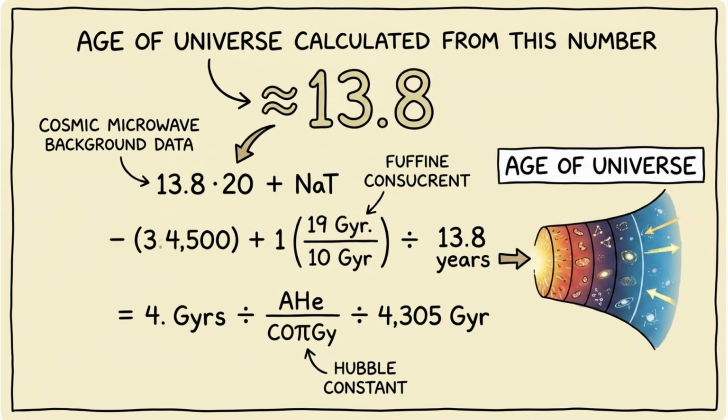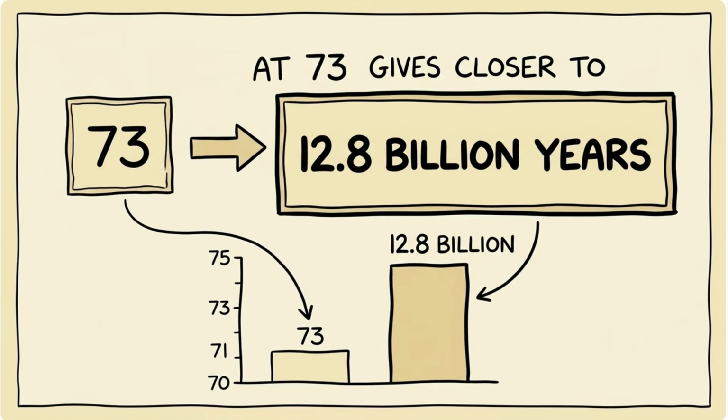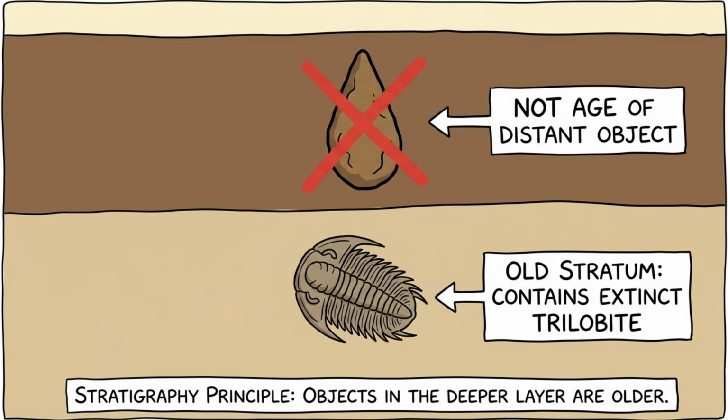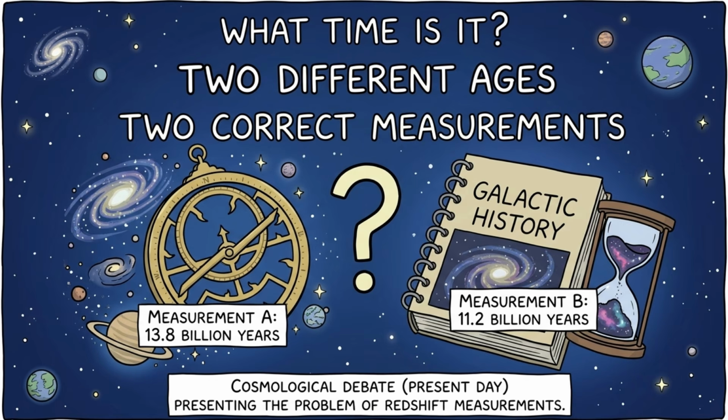The age of the universe is calculated from this number. At 67, you get 13.8 billion years. At 73, you get closer to 12.8. The gap is 1 billion years, and it depends entirely on which method you trust. Not the age of a distant object, the age of everything, including the atoms in your hand. If 2 correct measurements give the universe 2 different ages, what time is it?